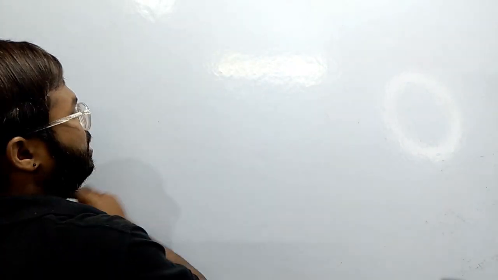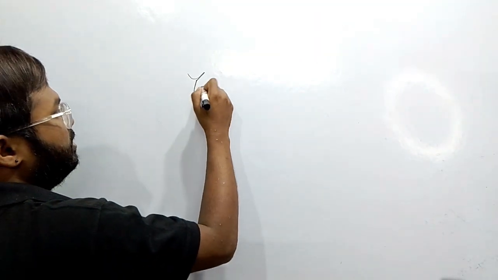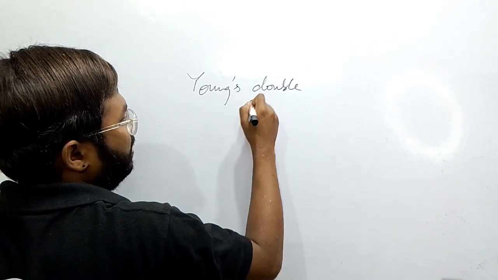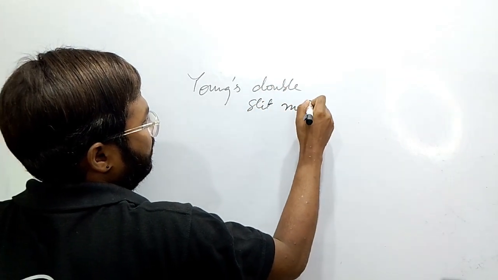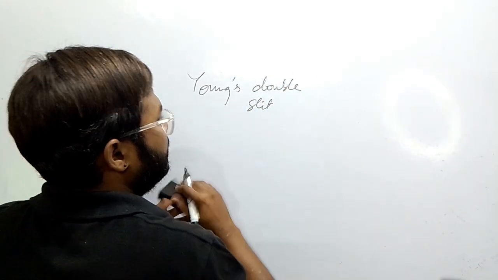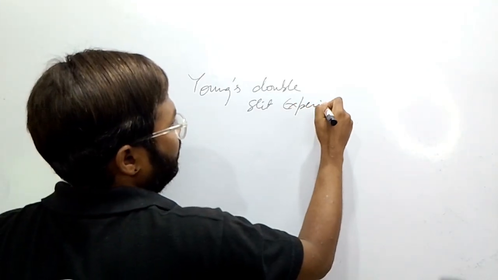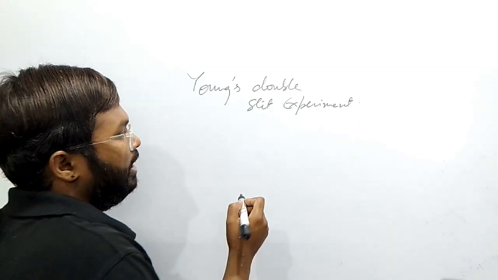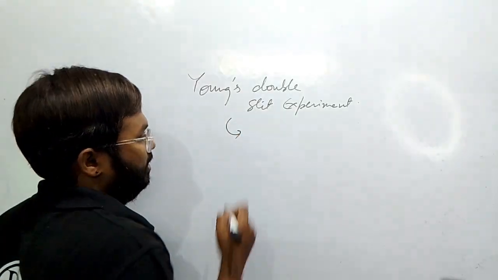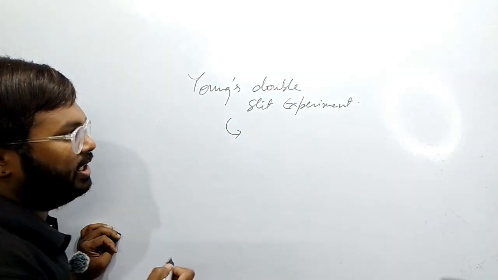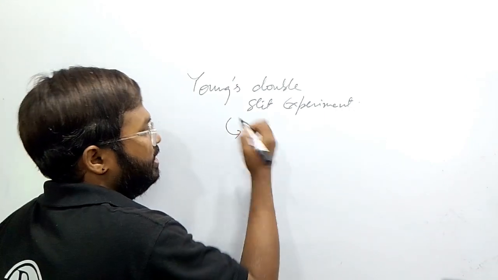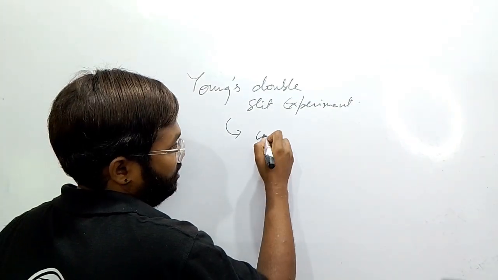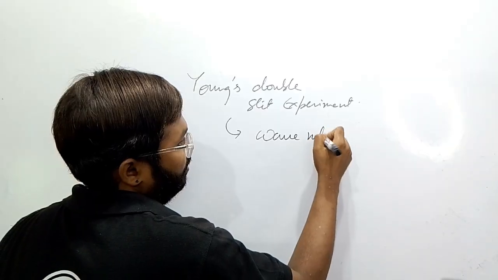So in Young's double slit model, or experiment, what we observed previously, we have known that light is made up of photons and it has particle nature. But in this experiment we found that light has wave nature.